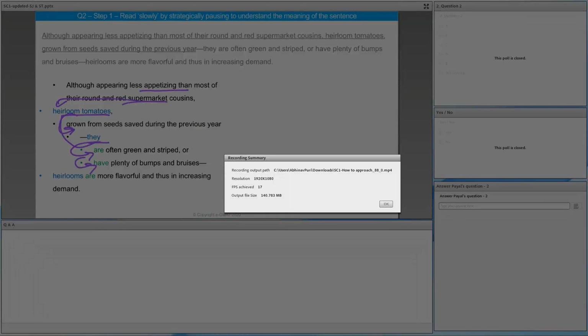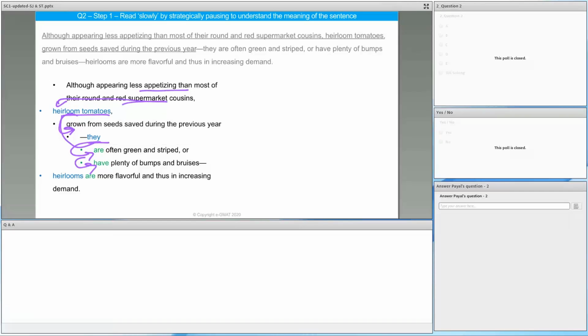striped or have plenty of bumps and bruises. Heirlooms are more flavorful and thus in increasing demand. So even though they may be a bit ugly, they're more flavorful, and because they're more flavorful, they're increasing in demand. So the meaning seems pretty straightforward here, but I am going to pull those key aspects.